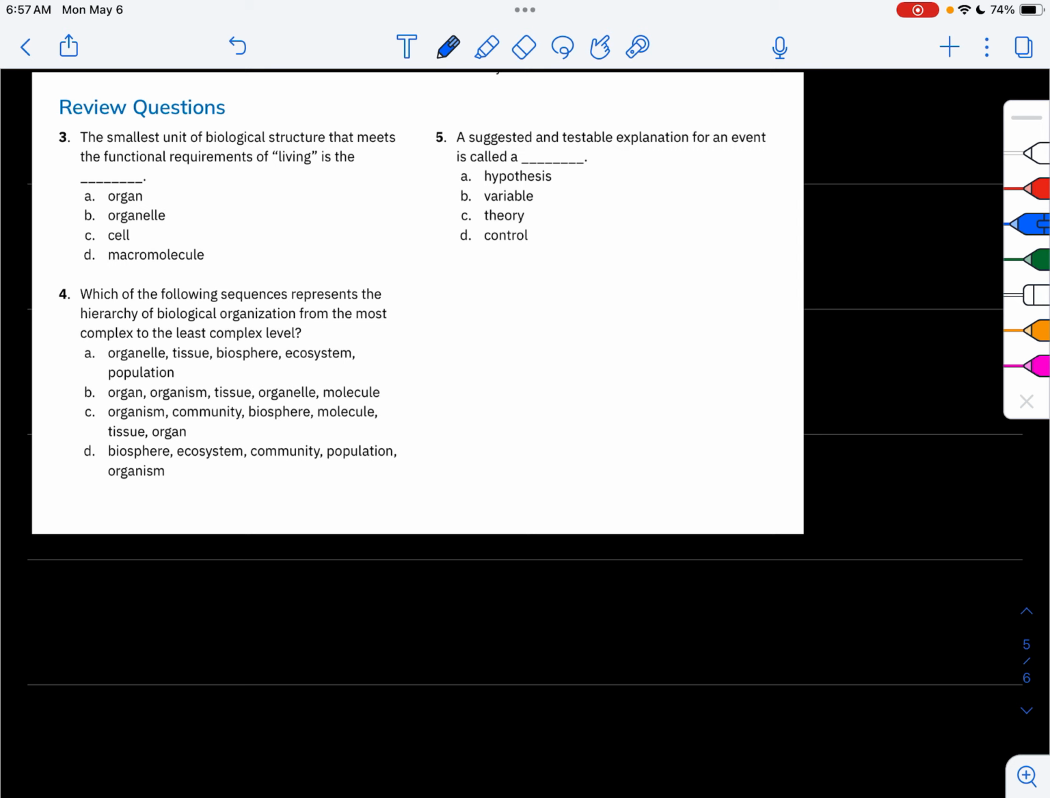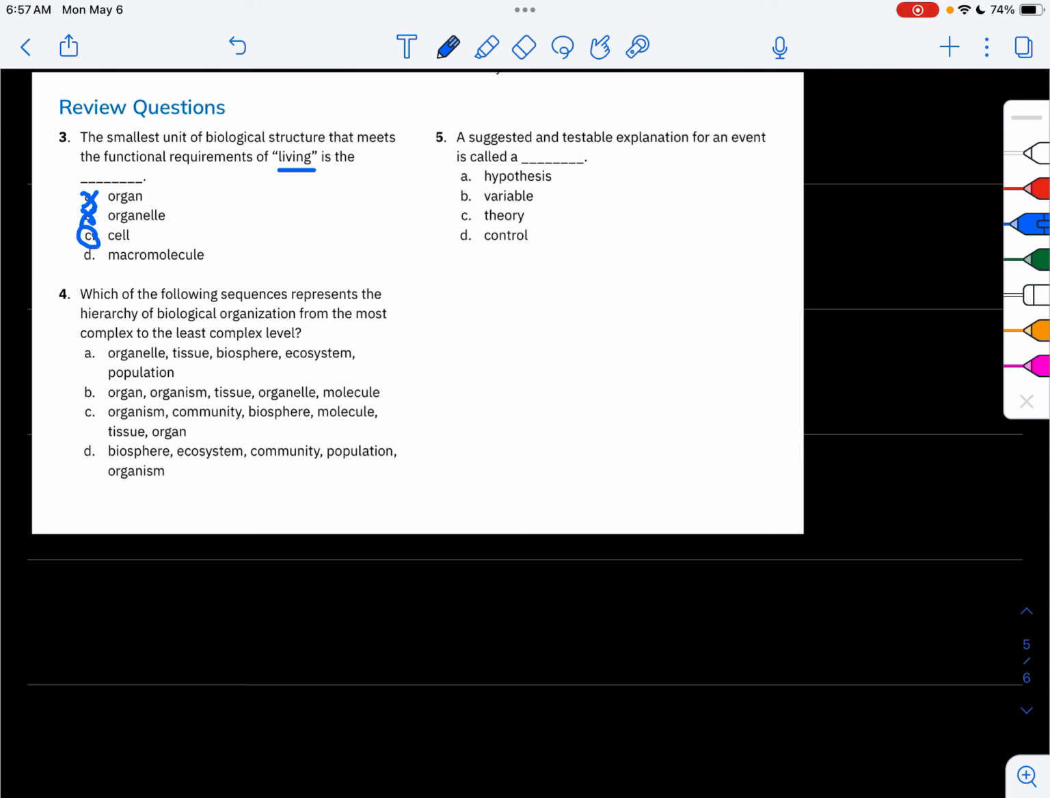Let you read them. Number 3, the smallest unit of biological structure that meets the functional requirements of living. What's the smallest unit of life? Is it the organ? Nope. What makes up organs? Tissues make up organs. Organelle? Nope. It is the cell. The cell is the smallest unit of life.